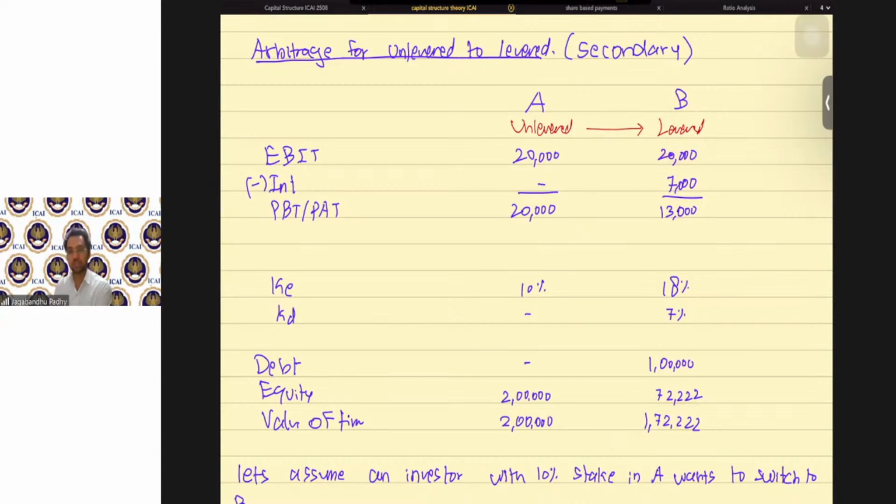So now the investors will think of switching from company A to company B. They will think of diverting their investments from company A to company B. So let us consider an investor with a 10% stake in A, who wants to switch from company A to company B.